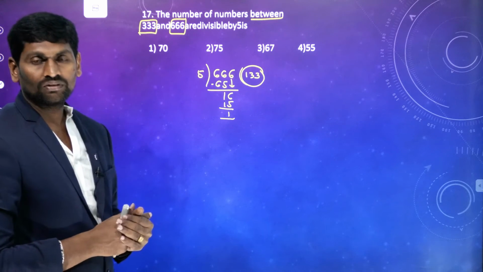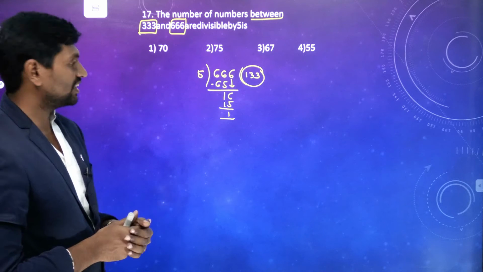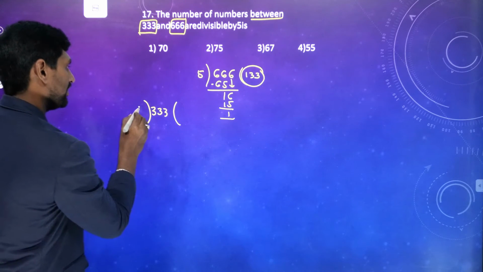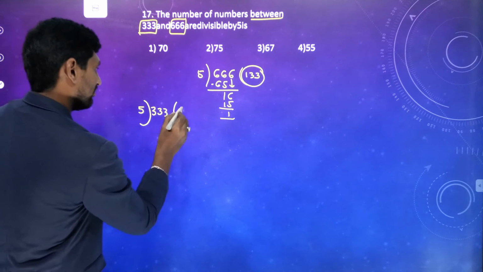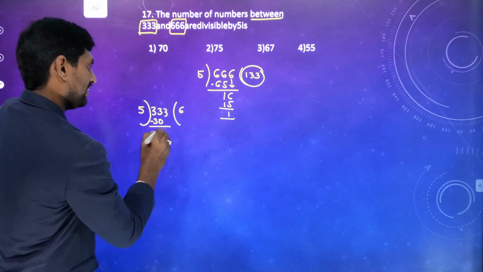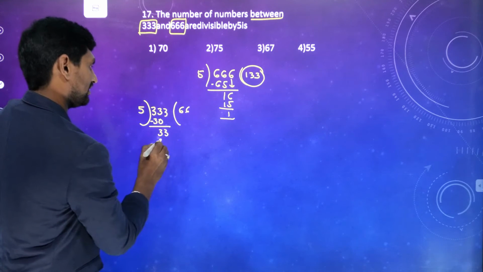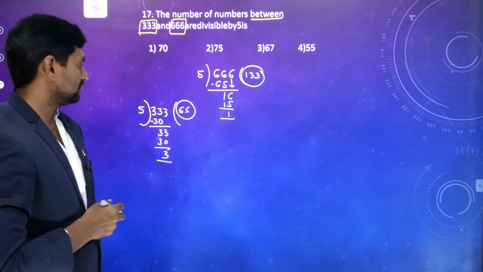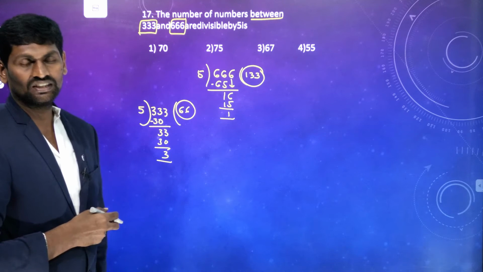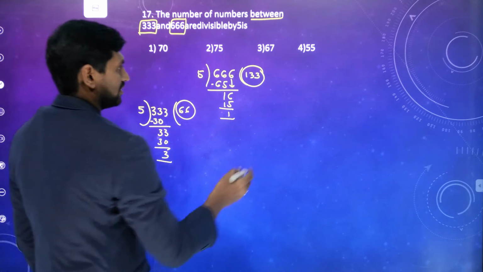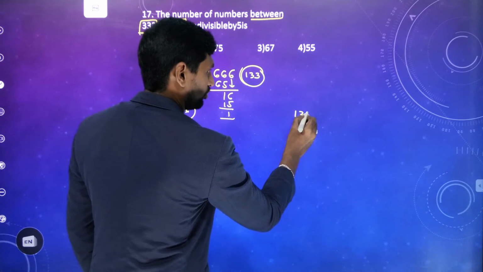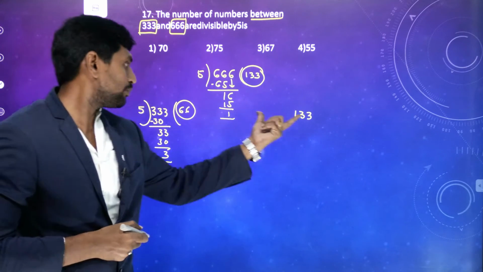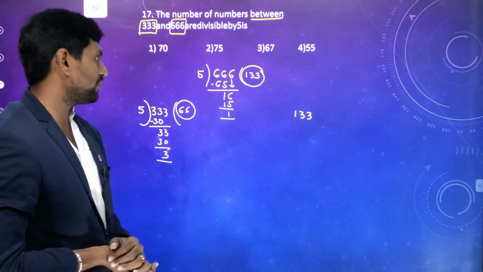But we don't want up to 666, we don't want up to 333. So divide 333 also with 5. 5 6s are 30. Again 33. 5 6s are 30. How many are there? 66. So up to 333 there are 66 multiples, and up to 666 there are 133 multiples of 5.